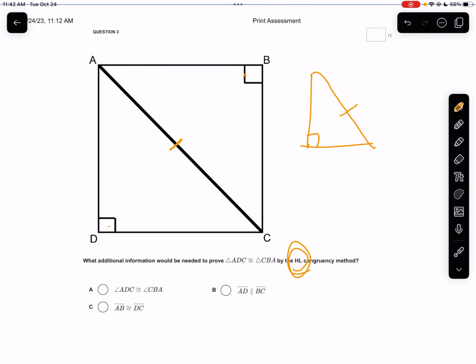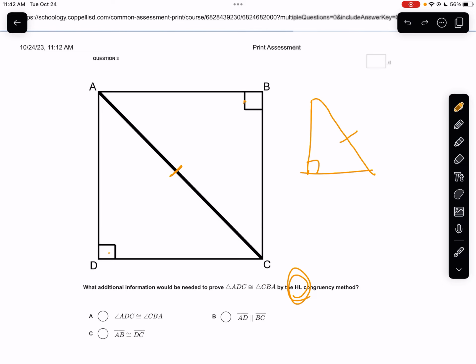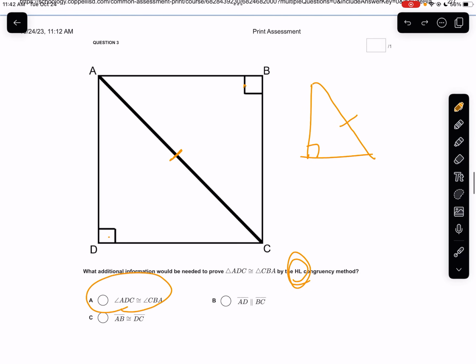So how do you do HL? We need a hypotenuse and we need one of the legs. It could be this leg. It could be this leg. So which one of our choices would give us a leg? Well, that's another angle. That's out. Those are parallel lines. That's out. Here are congruent lines. Let's see. If this AB was congruent to DC, do I have HL? Yes, I do. AB congruent to DC, HL.